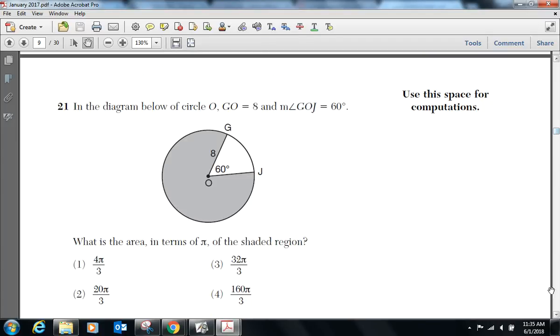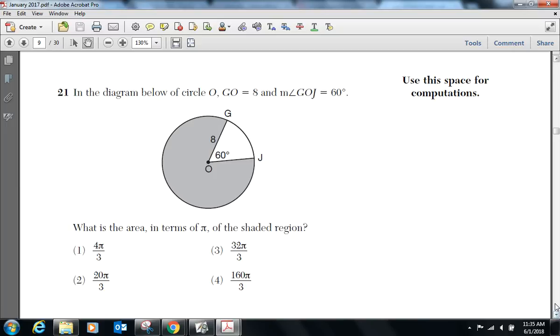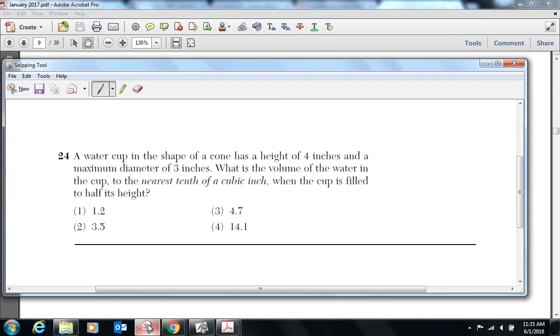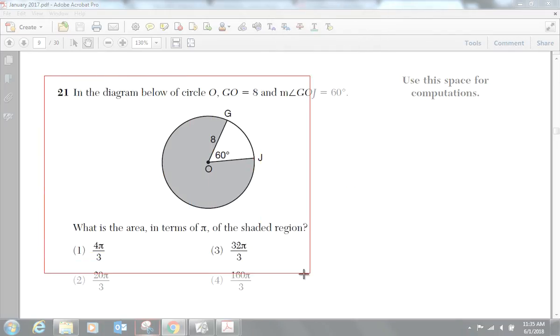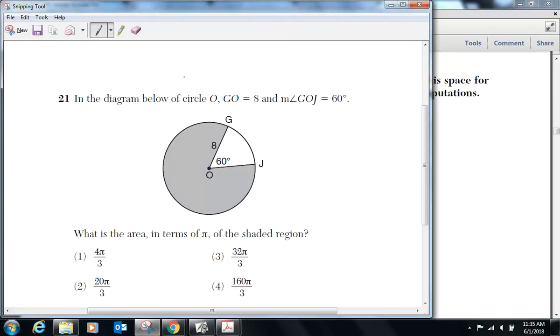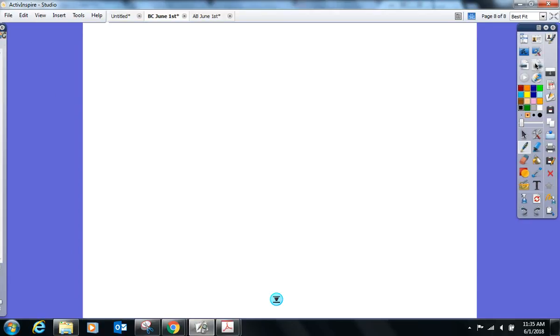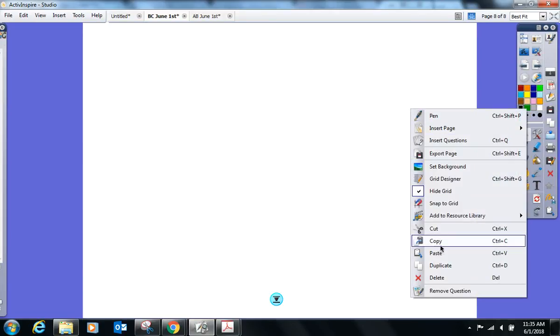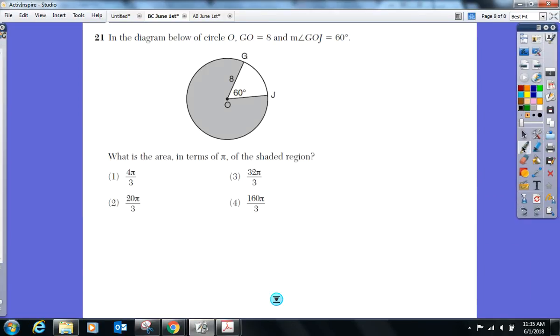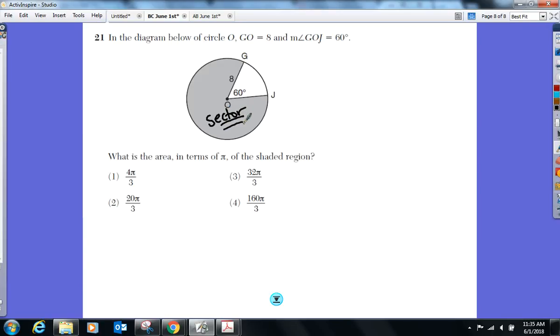Let's go to 21. Okay, and what's the area? What do I call that area of the shaded? We actually have a name for it. That's a sector. Yep, that's a sector right here. 2 sectors, but we're really concerned about the shaded one here.